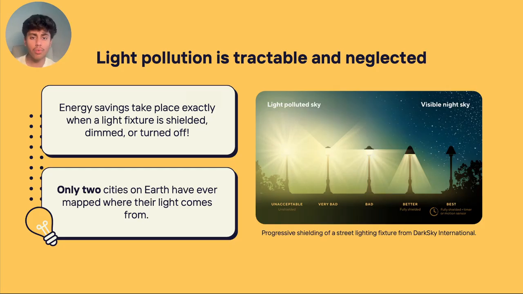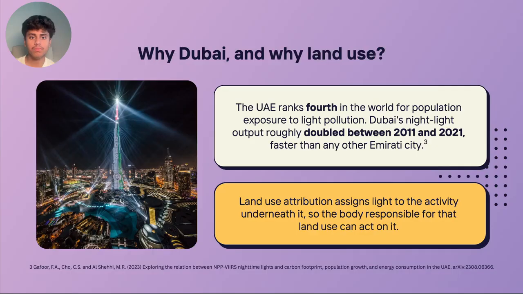Existing interventions are well established, and they usually tend to involve shielding or dimming fixtures. However, the cause area is still very badly neglected, and light remains largely unregulated compared to other pollutants such as air or water. In fact, the UAE ranks fourth in the world for light pollution. Although the interventions do exist, policymakers can't prioritize what they can't measure.